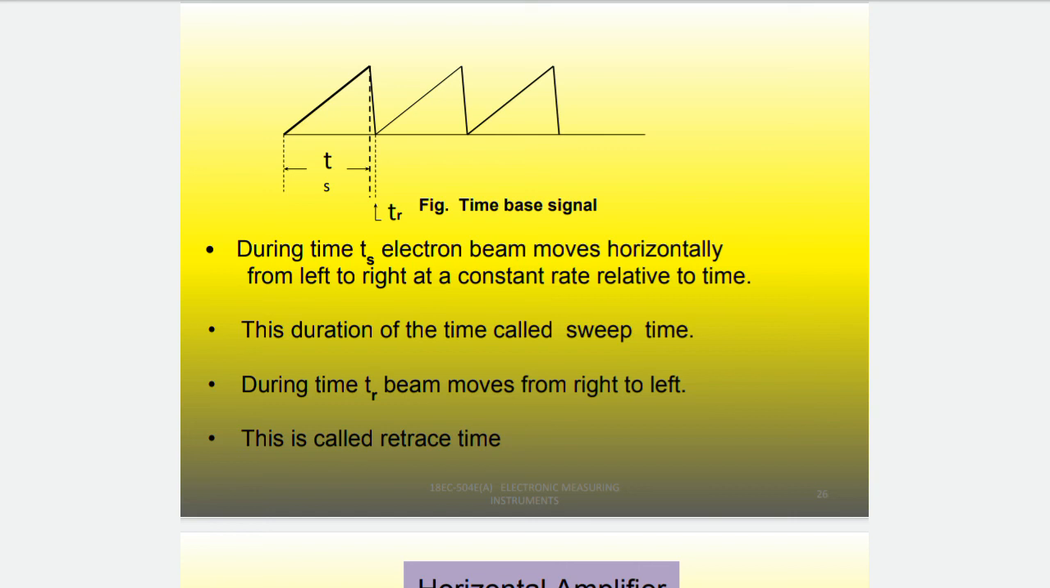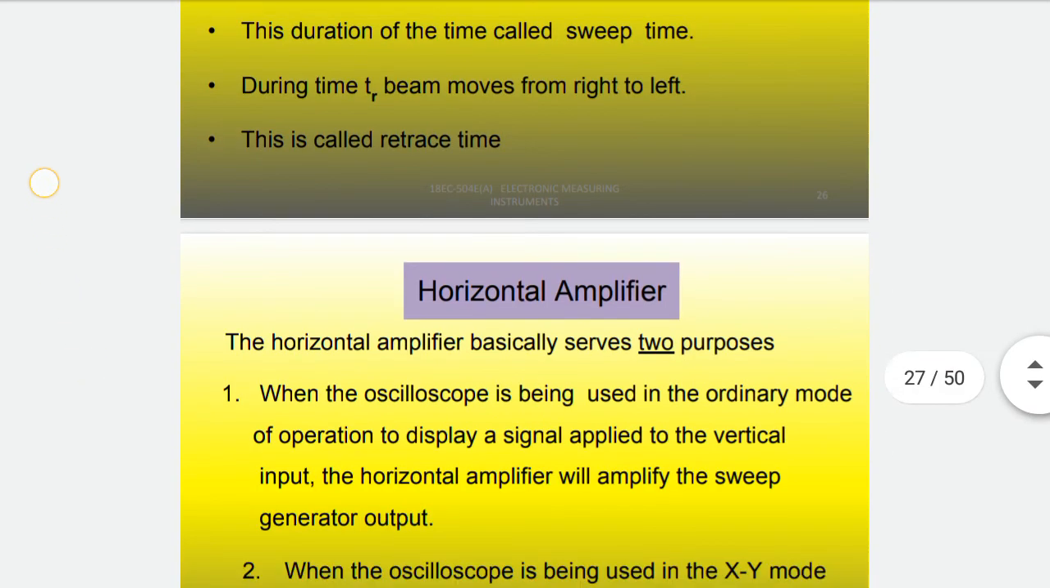During the sweep time, that is T suffix S, the electron beam moves horizontally from left to right at a constant rate relative to time. This duration of time is called sweep time. During the retrace time, that is TR, the beam moves from right to left. This is called the retrace time.